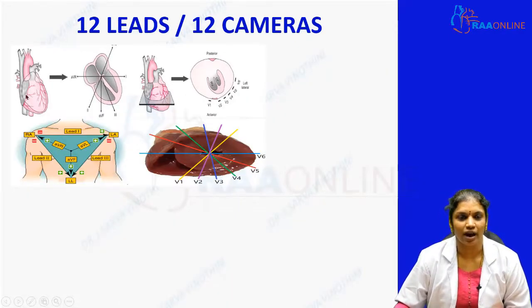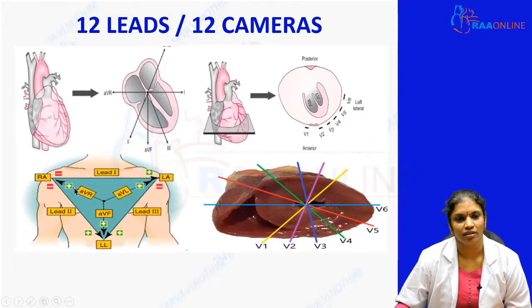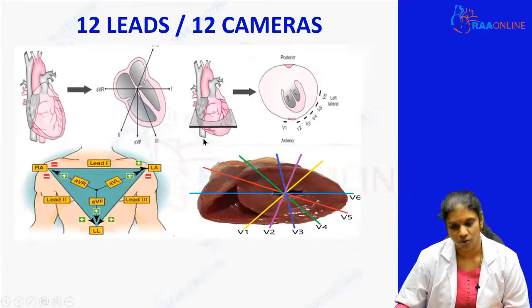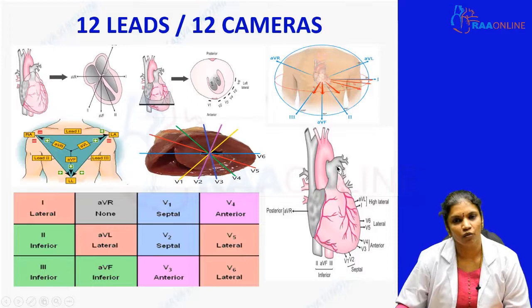The 12 leads act as the 12 cameras. The 6 limb leads view the heart in the coronal plane and the 6 chest leads view the heart in the horizontal plane. So in effect, we get a 360-degree view of the heart. And in fact, each lead represents specific regions of the heart.